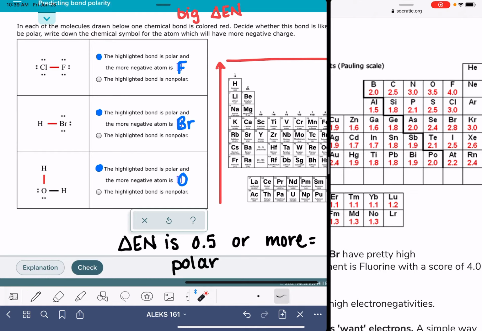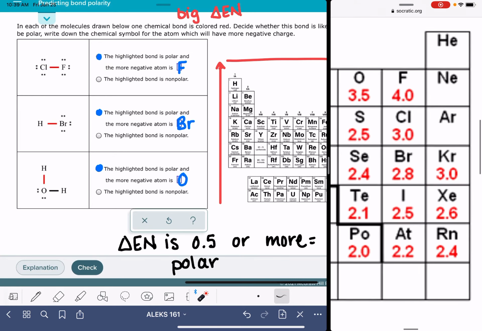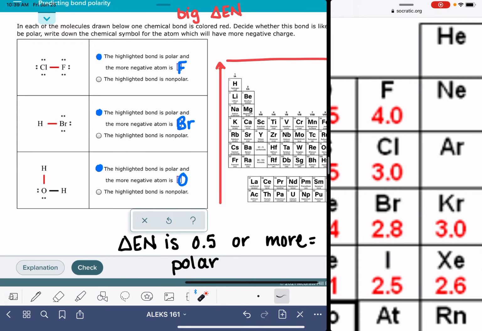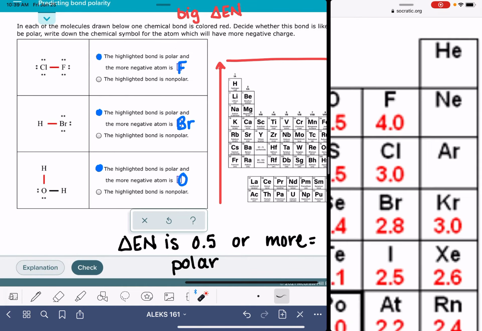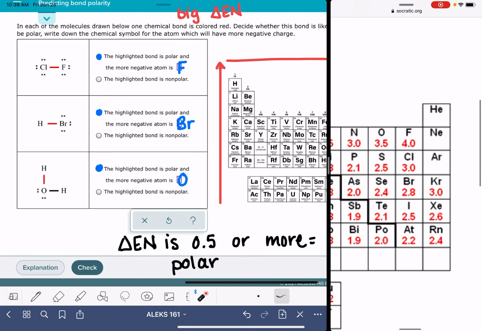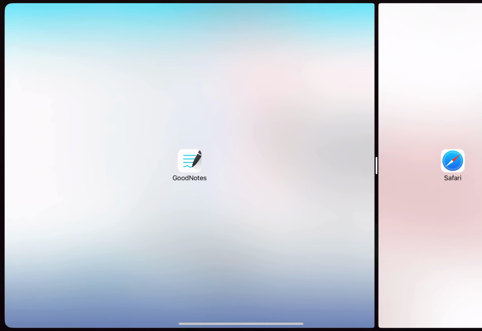Now, there are a little bit of discrepancies in this number. Some people say 0.4, but 0.5 is definitely the most common. And so if we look at chlorine and fluorine on this particular table, we can see that they have a difference in electronegativity of 1. So even though they are super close together, they still have a big difference in electronegativity, and that bond is going to be polar.